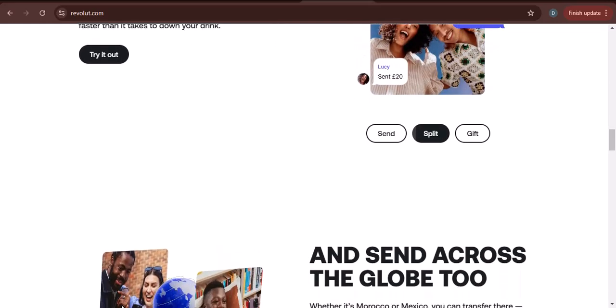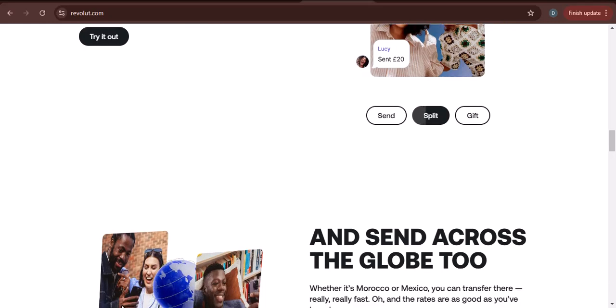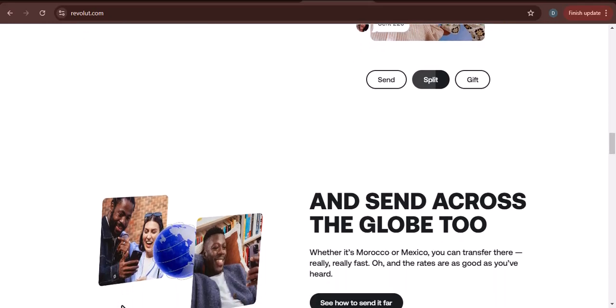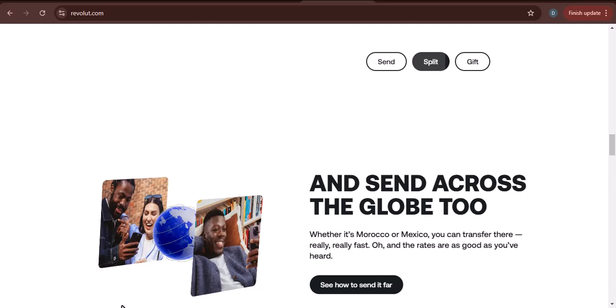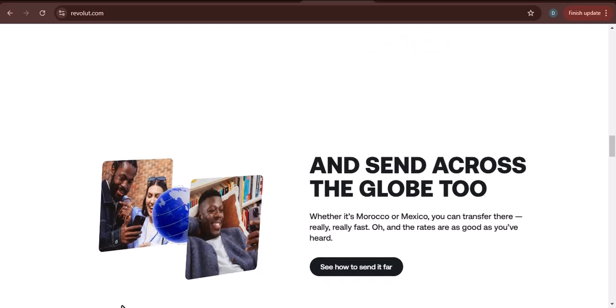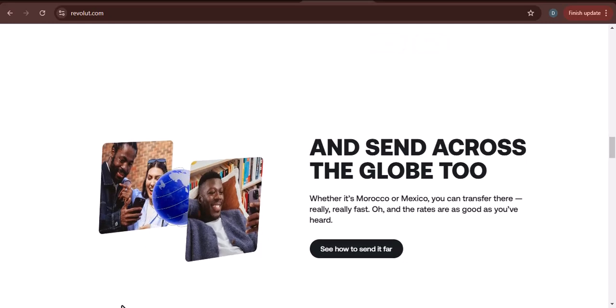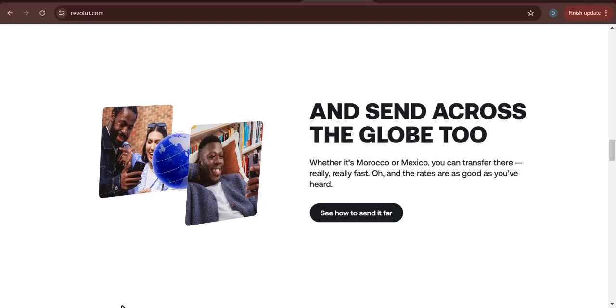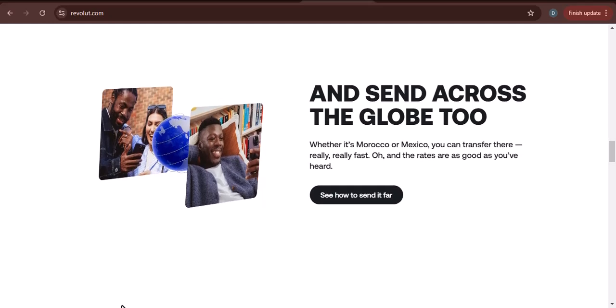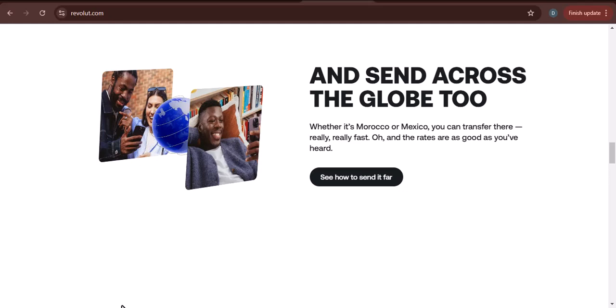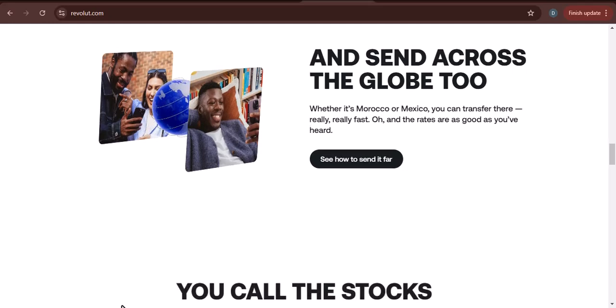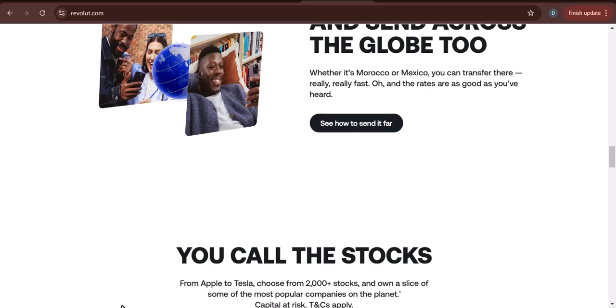The benefits of using Revolut's multi-currency model. There are many benefits to using Revolut's multi-currency model. Here are a few of the most important. No currency conversion fees. When you convert between currencies, you won't be charged any fees. Competitive exchange rates. Revolut offers competitive exchange rates, so you'll get more for your money.